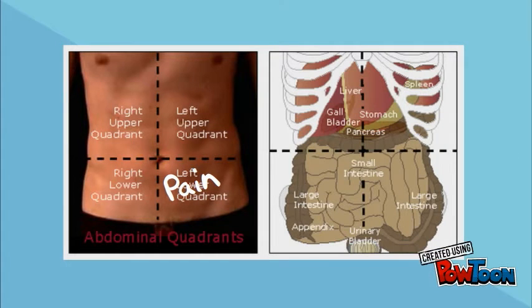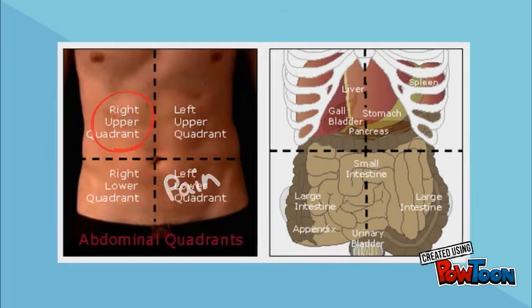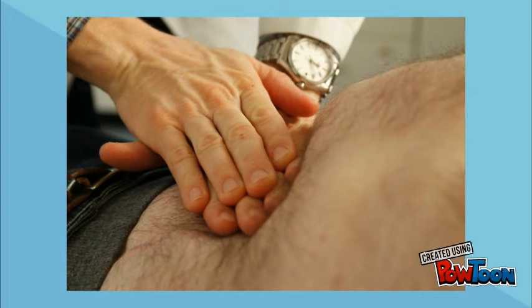If the patient has pain, commence palpation in the quadrant furthest away from the pain. If tenderness is found, palpate that area last. With deep palpation, the hand is pressed further into the abdomen to feel the deeper structures and to determine size and consistency of any masses found.